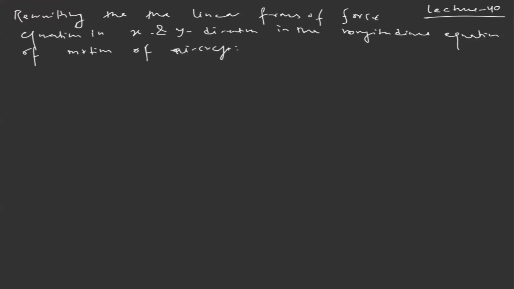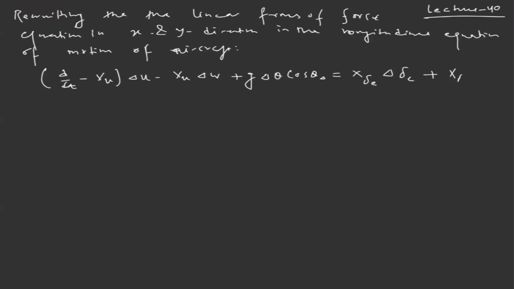In the x direction we had (d/dt minus X_u) delta u minus X_w delta w plus g delta theta cos theta naught equal to X_delta_e delta e plus X_delta_t delta t. Let me define this as equation number 1.